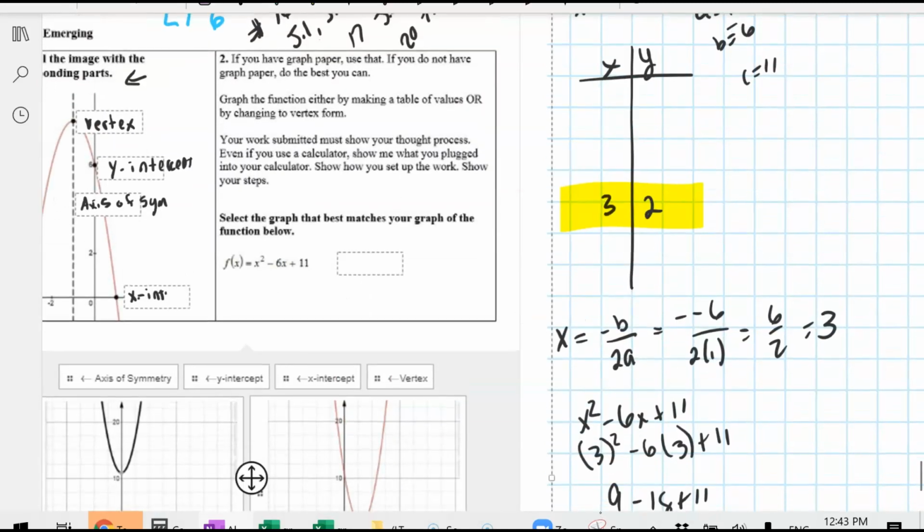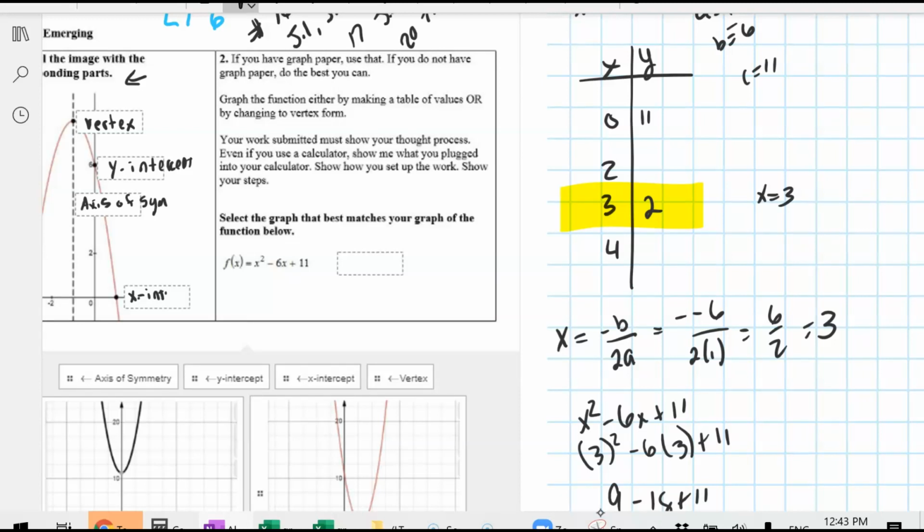So now that we know our vertex, the y-intercept is easy, by the way. It's 0, 11. We might want to see what's happening a little bit in between there. How about at 2 and how about at 4? Of course, the axis of symmetry is right here at x equals 3. So whatever happens here should be happening here as well.